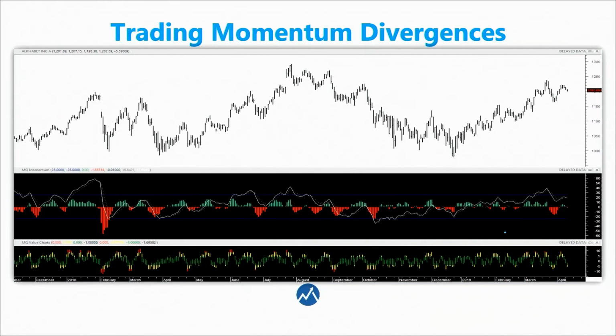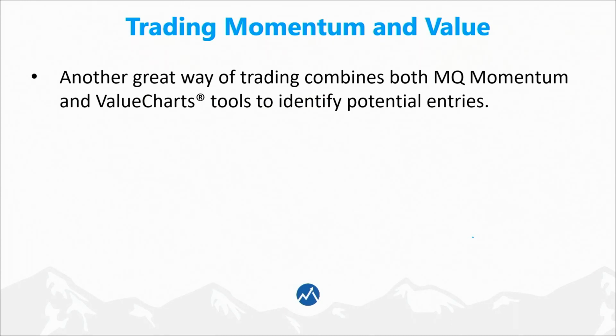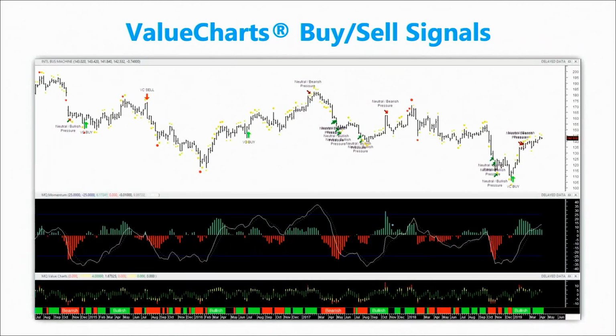All right. Now, I know this sounds kind of complicated because there's a lot to take in, but we actually made it a lot simpler for you. And again, this is unique to Metastock, which is why I like Metastock's version of this so much better than anything else. So another great way of using the ValueCharts indicator suite on Metastock is we went ahead and combined momentum and ValueCharts tools to call out potential entries for you. So we set up the Metastock version of ValueCharts to call out potential buy and sell signals that are generated when markets hit extended value levels, but the momentum is not there. So it looks at the price, it looks at the momentum, and it looks at the value to determine potential entries. And this is what it looks like when it's on your chart.